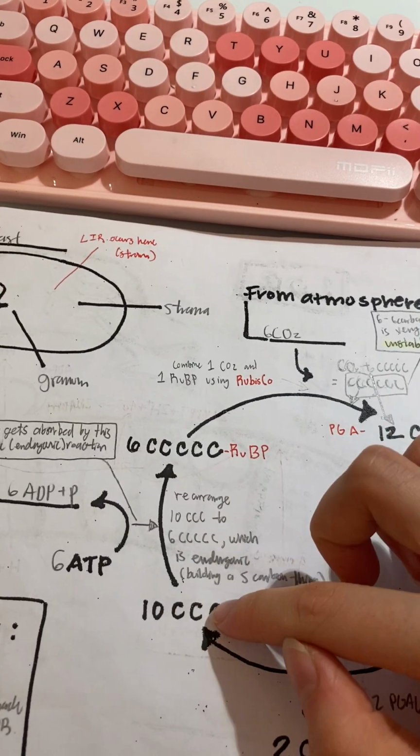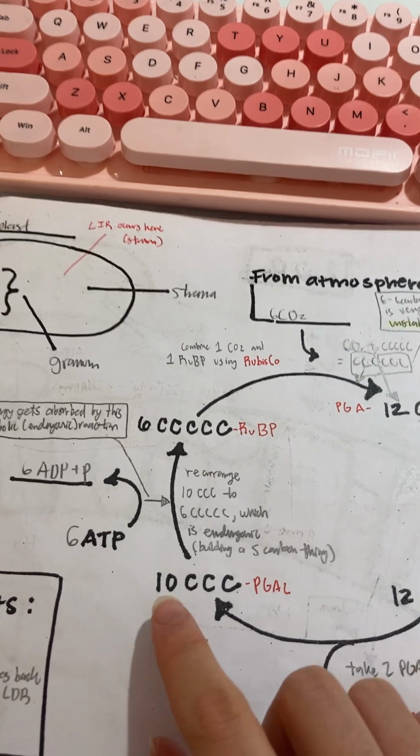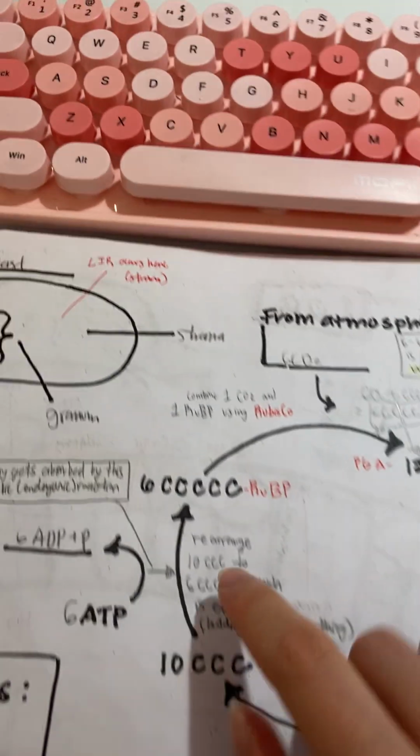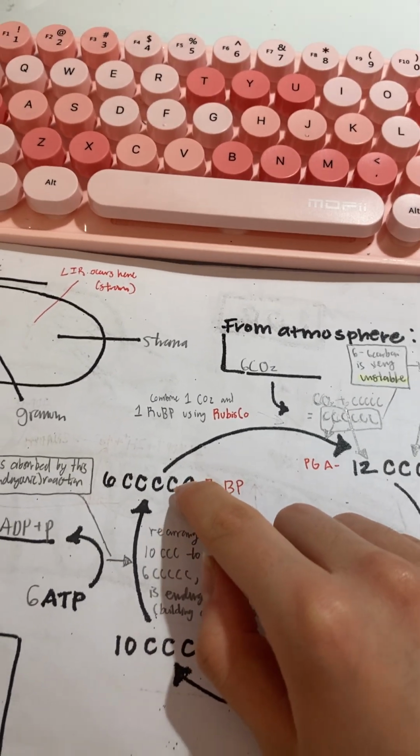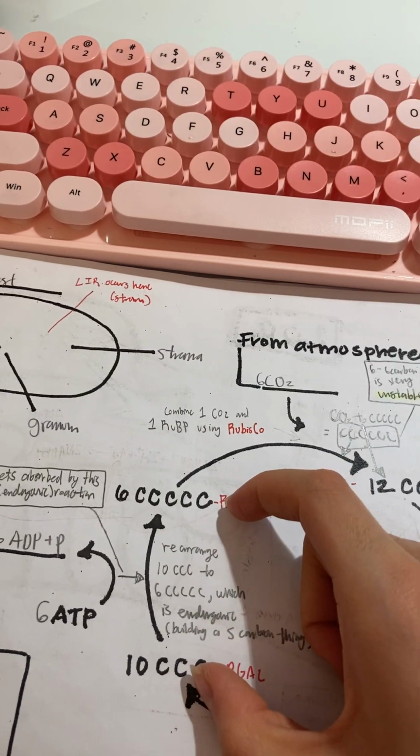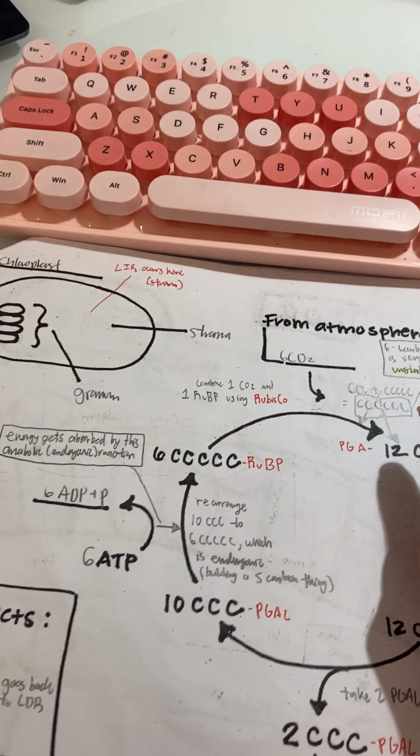So these are still the same. It's just that you rearrange the carbons, because 10 3-carbons is 30 carbons and 6 5-carbons is also 30 carbons, which means these two are still equal. We just rearrange the carbons a bit.